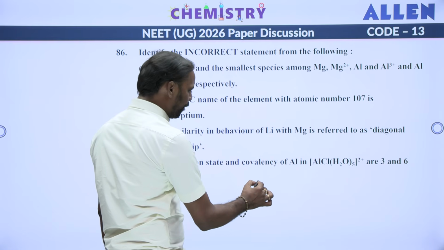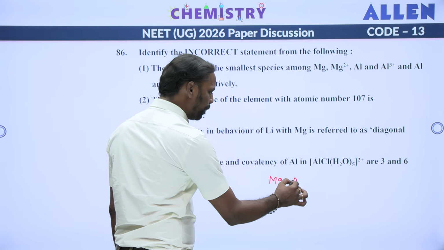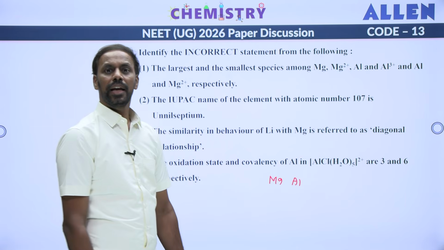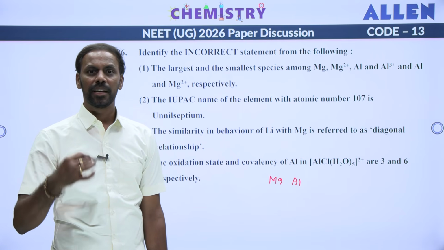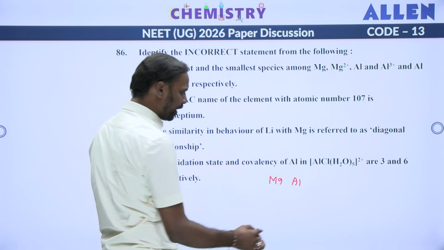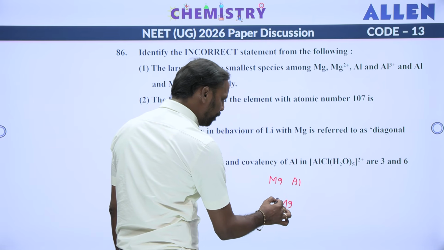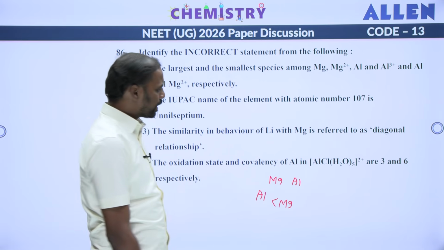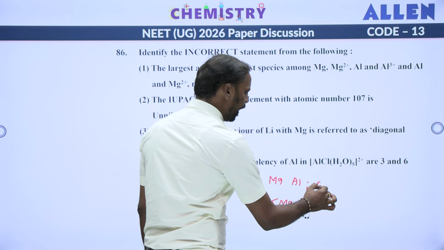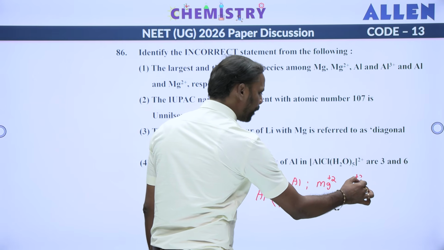As we know, if I take magnesium, next aluminium, this is a period. In a period from left to right, size will decrease, because effective nuclear charge increases there. That means among magnesium and aluminum, the greatest size is Mg. Similarly, Mg plus 2 is given, next Al plus 3 is given.